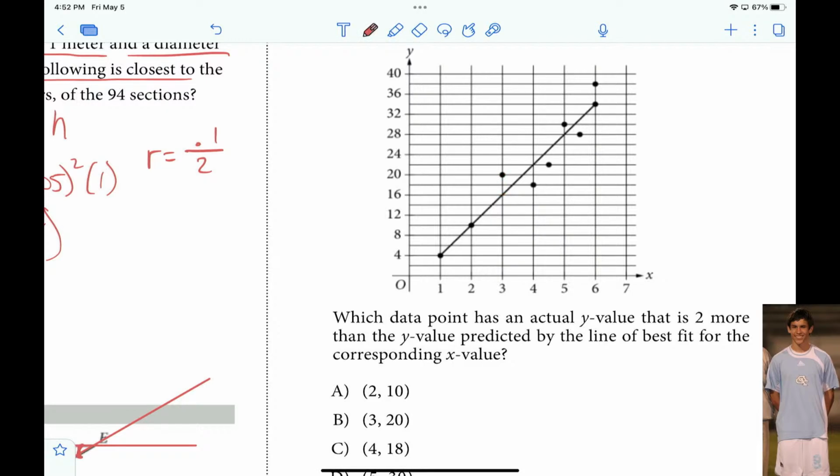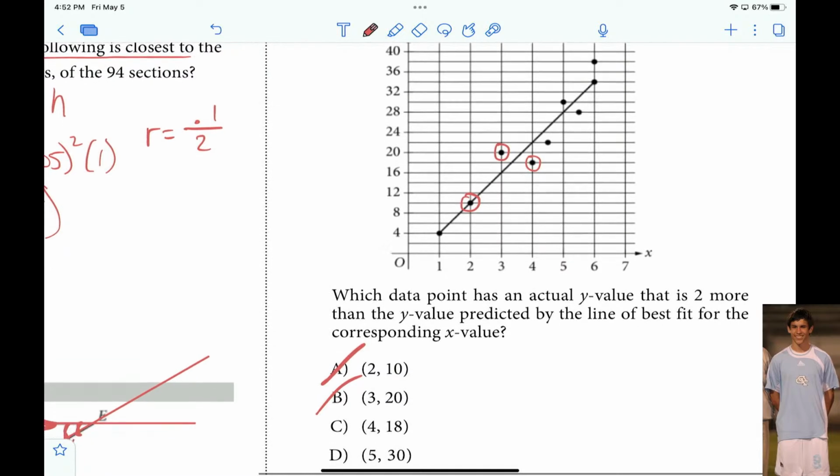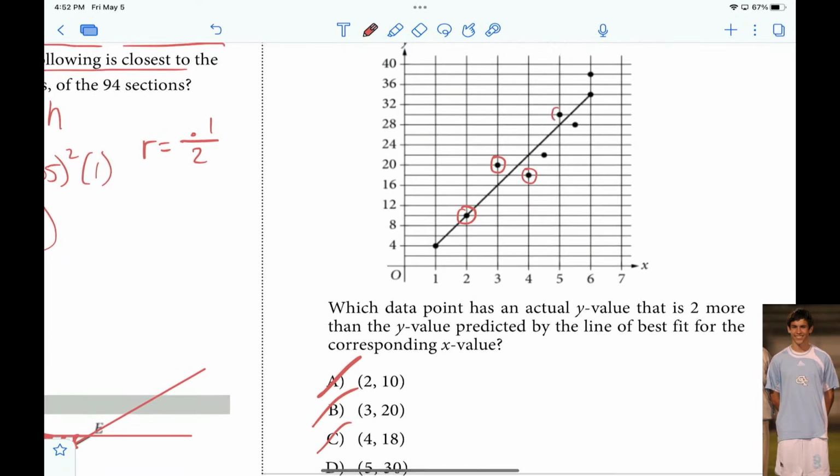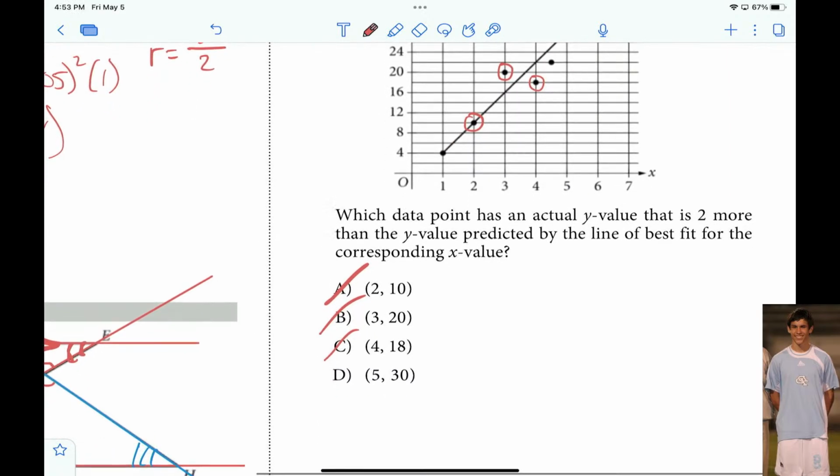So we can even use the answers. So they said 210. Well, no, 210 is right here. That is not. So 320. Well, we just did that point. That's 4 more. 418. Well, 418 is below the line. So hopefully the answer is D. So 530. So that is this point. And if we look, that is 1 little tick mark above. So that means it is 2 more.